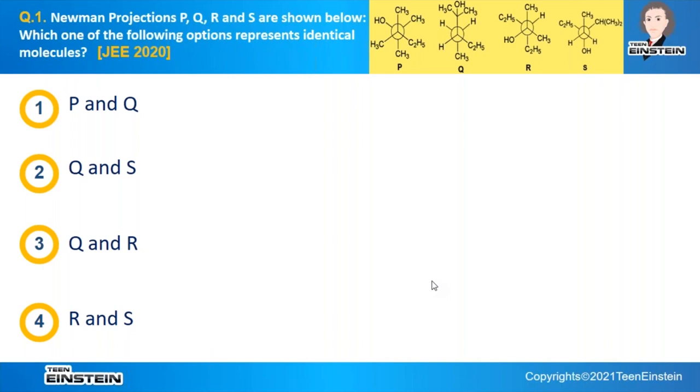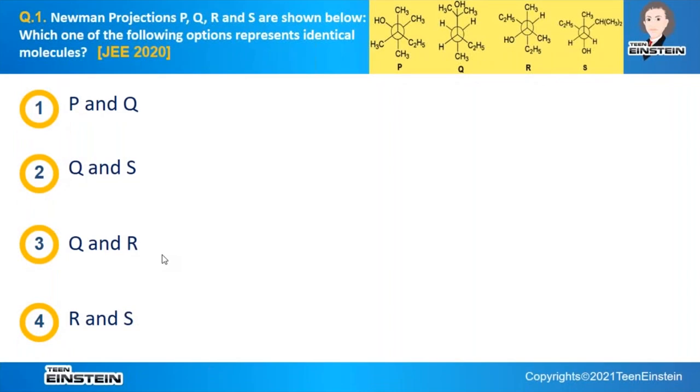Newman projections P, Q, R and S are shown here. We want to find out which pair represents identical molecules. They gave options of the pairs P and Q, Q and S, Q and R, and R and S. For our convenience, we want to simplify the given Newman projection structures to Sawhorse projection formulas, to write out the IUPAC nomenclature.